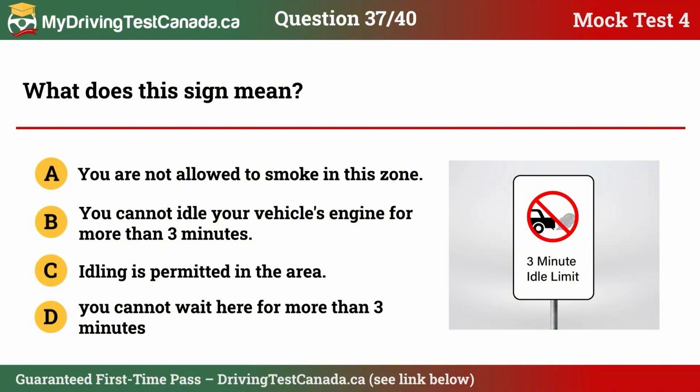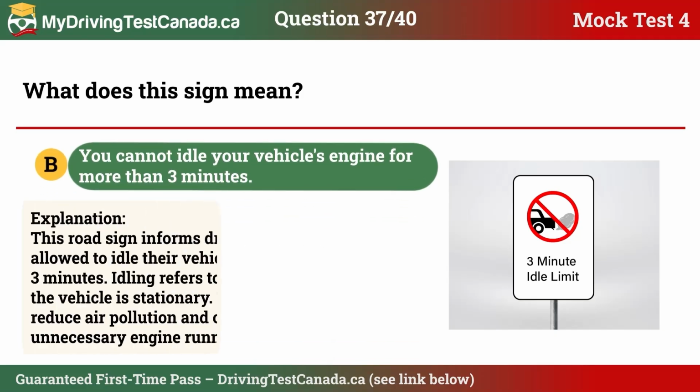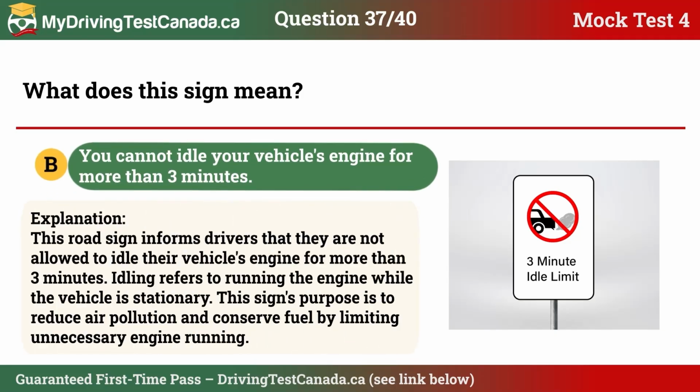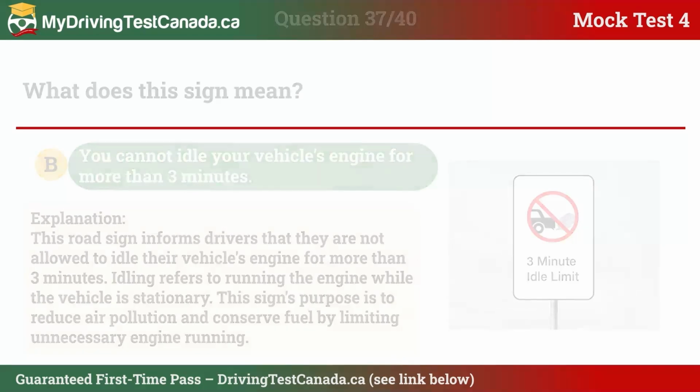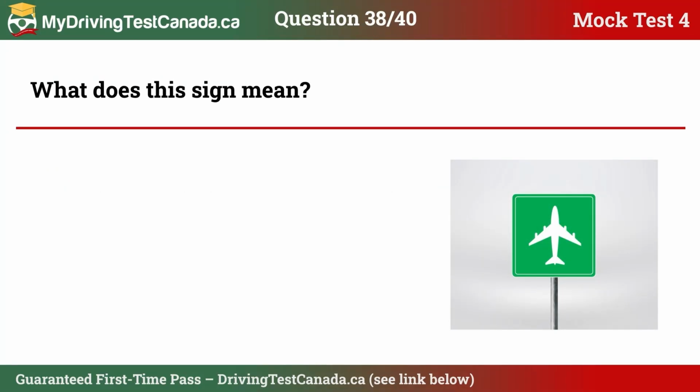The correct answer is B. You cannot idle your vehicle's engine for more than 3 minutes. Explanation. This road sign informs drivers that they are not allowed to idle their vehicle's engine for more than 3 minutes. Idling refers to running the engine while the vehicle is stationary. This sign's purpose is to reduce air pollution and conserve fuel by limiting unnecessary engine running. Question 38. What does this sign mean?